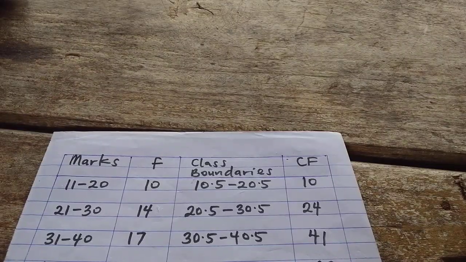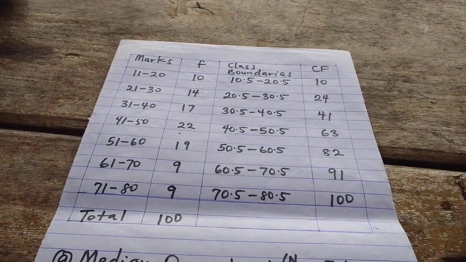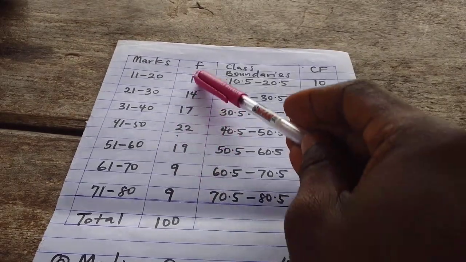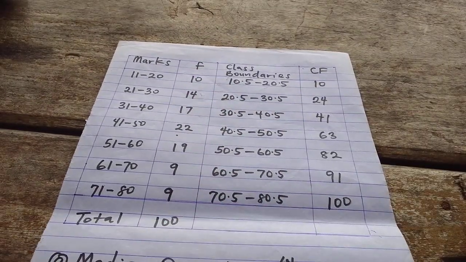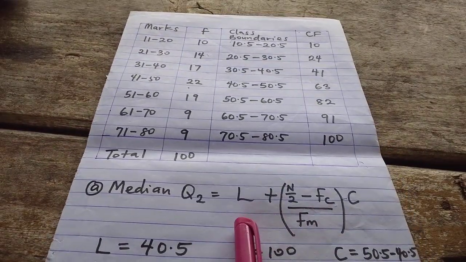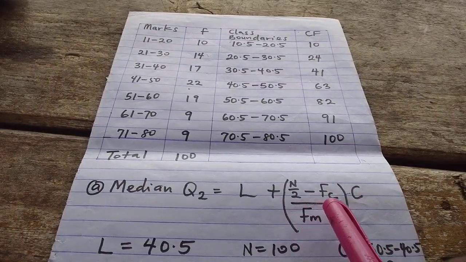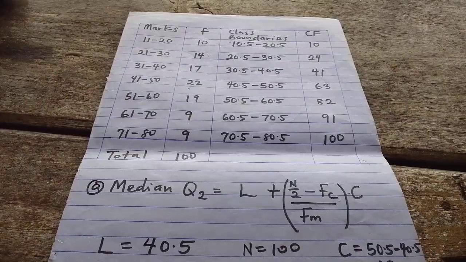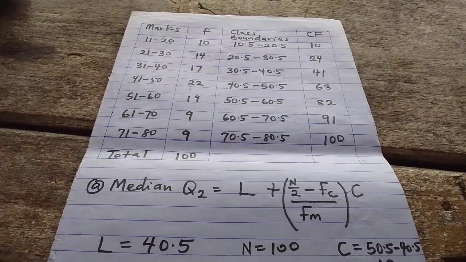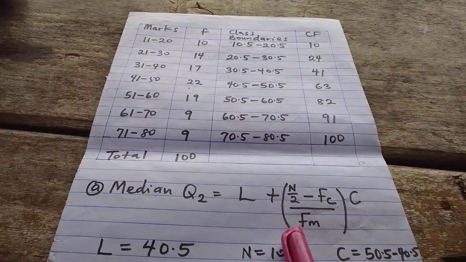Then 82 plus 9 is 91. 91 plus 9 will give us 100. So when you add everything under the frequency, it gives us 100. So we want to start with the median. The median says that Q2 is equal to L plus N over 2 minus FC over FM, everything multiplied by the class width. So now from the table we are going to get all the parameters we need for calculation.